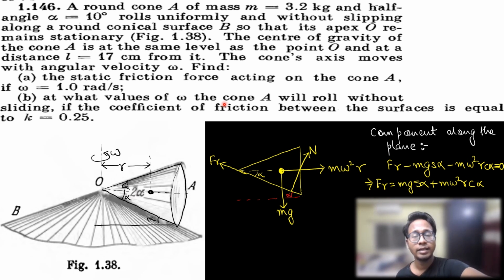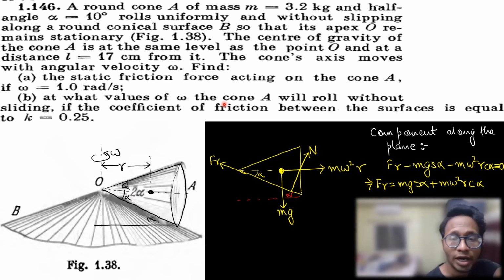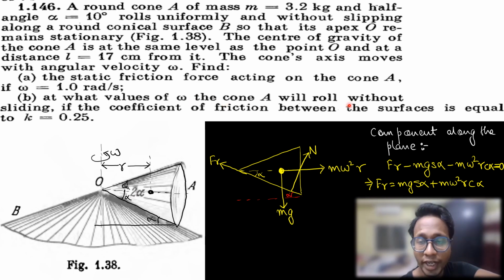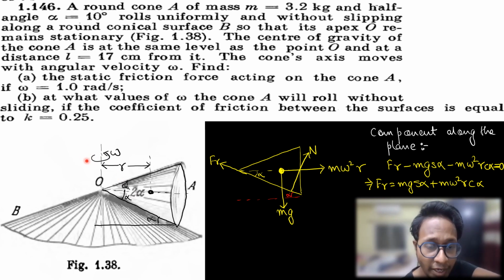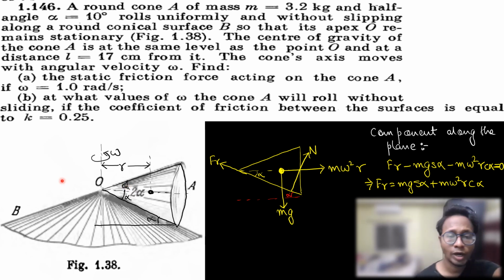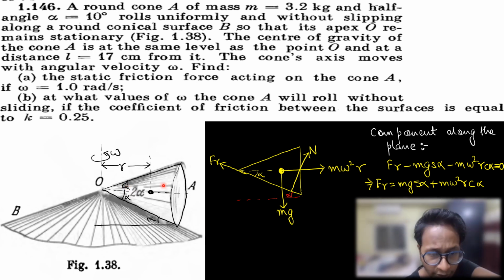Now the second part of the question is, at what values of omega will the cone A roll without sliding? That means what is the maximum value with which I can spin this cone so that it doesn't slide off. What will happen as soon as I begin increasing the velocity? The cone will tend to fly off, no? So the question is asking what is the maximum value of omega so that the cone doesn't fly off. Understood?